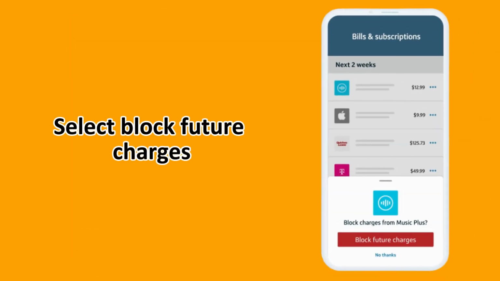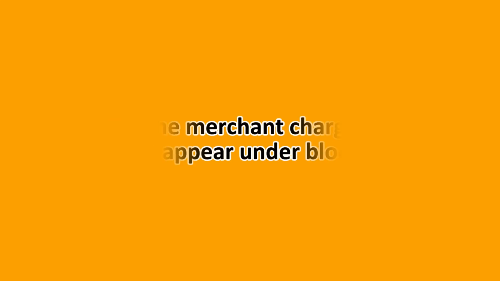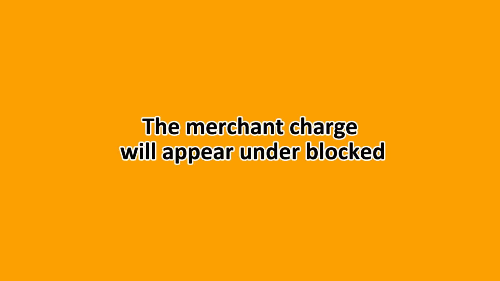Then select Block Future Charges. A pop-up will appear from the bottom of the screen, and after looking it over, tap on the red button that says Block Future Charges. Another pop-up will appear confirming your choice. This merchant charge will now appear on your bills and subscriptions page under Block.